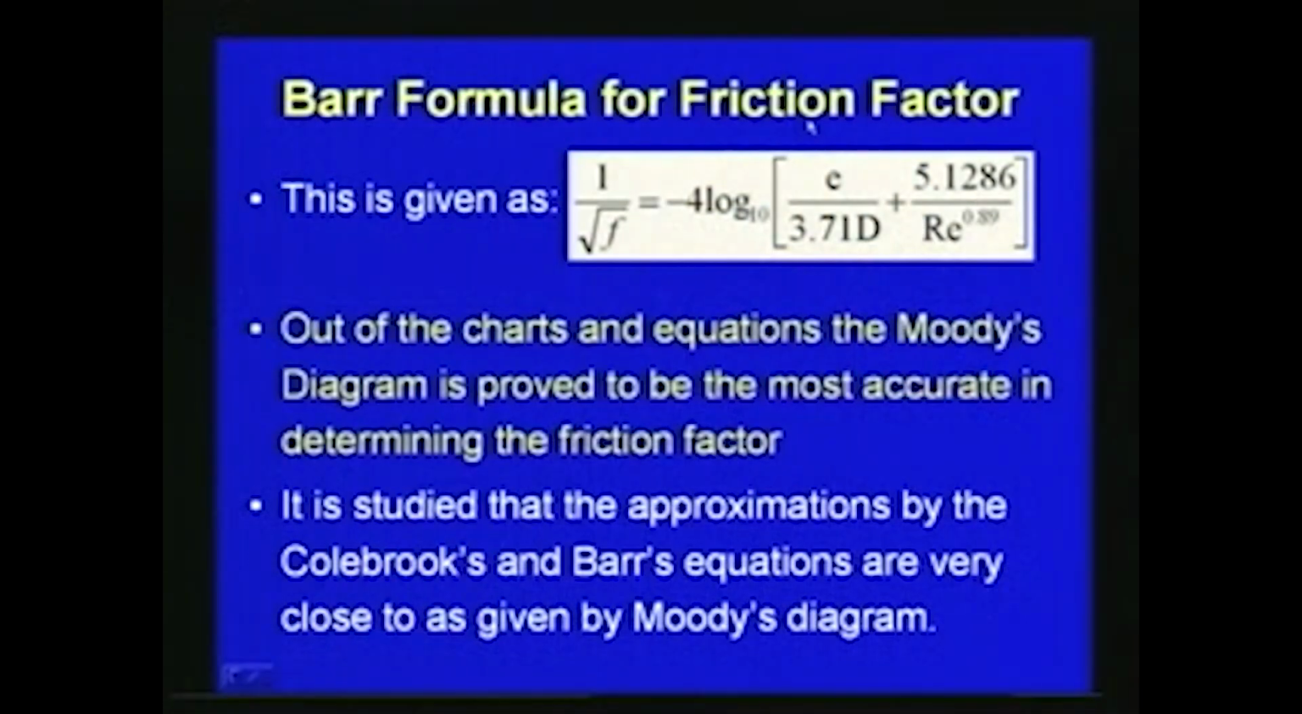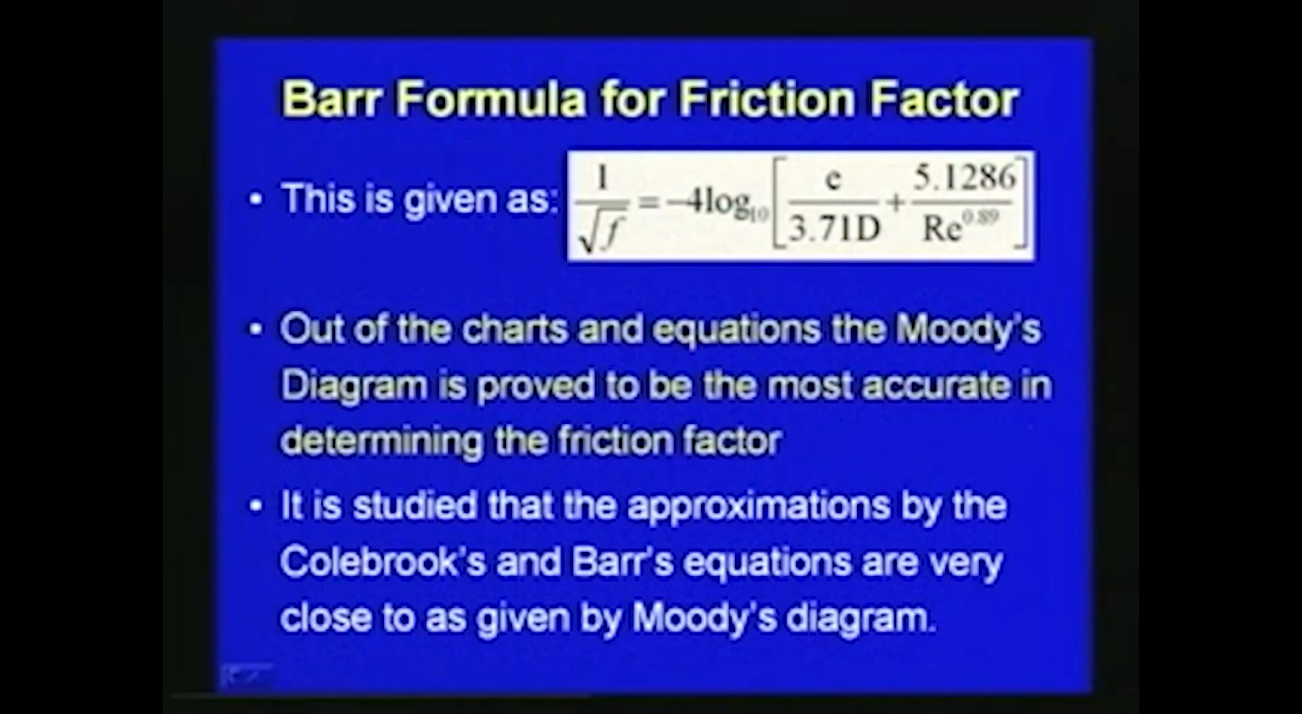And then another important formula used in literature is called the Barr formula. Here, the Barr formula for friction factor is given as 1 by root of f equal to minus 4 log10 of (e divided by 3.71 d plus 5.1286 divided by Re to the power 0.89). So, here also this is the relationship between the friction factor, relative roughness and the Reynolds number. Like this, there are a few more formulae or relationships available for friction factor in turbulent flow condition.